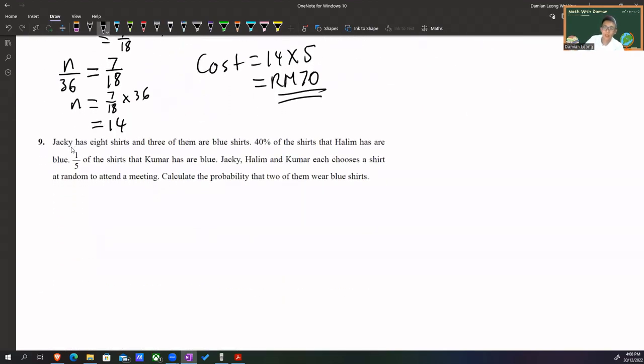Question 9. Jackie has 8 shirts and 3 of them are blue shirts. 40% of the shirts that Halim has are blue.